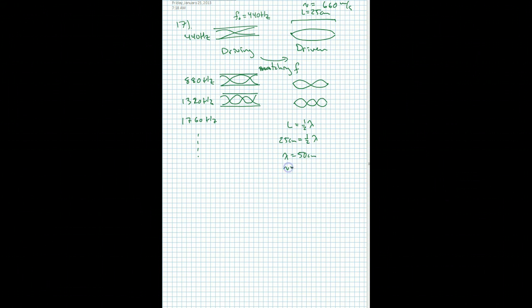And I know that v equals lambda f, so 660 meters per second is 0.5 meters times f. So this tells me that my fundamental frequency is 1320 hertz. So this one's 1320 hertz. The next one is twice that, 2640 hertz. And then 3960 hertz, etc.